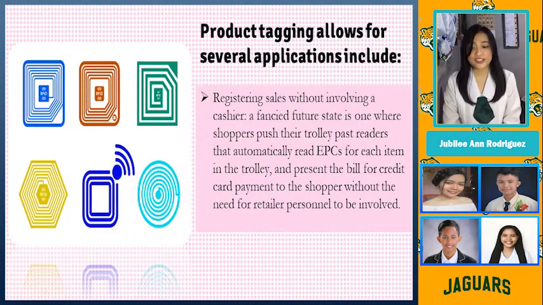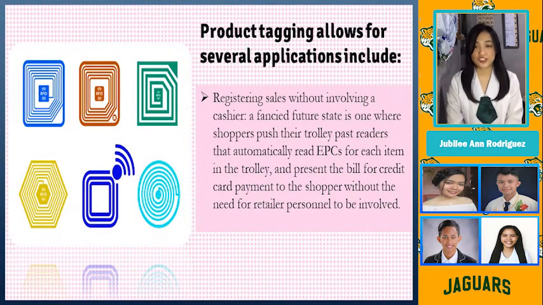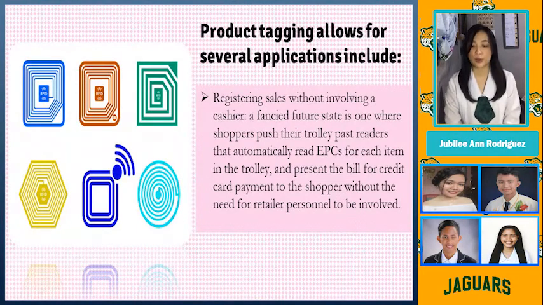A fancied future state is one where shoppers push their trolley past readers that automatically read EPCs for each item in the trolley and present the bill for credit card payment to the shopper without the need for retailer personnel to be involved.